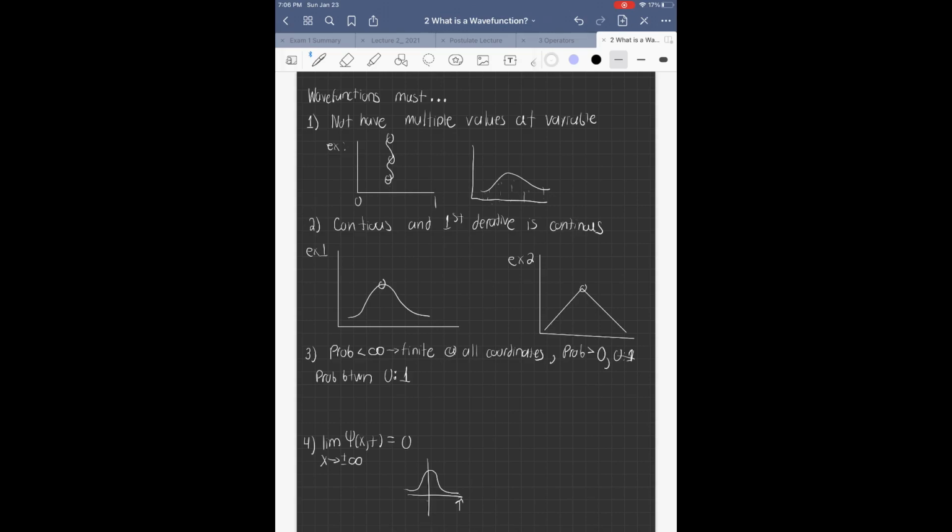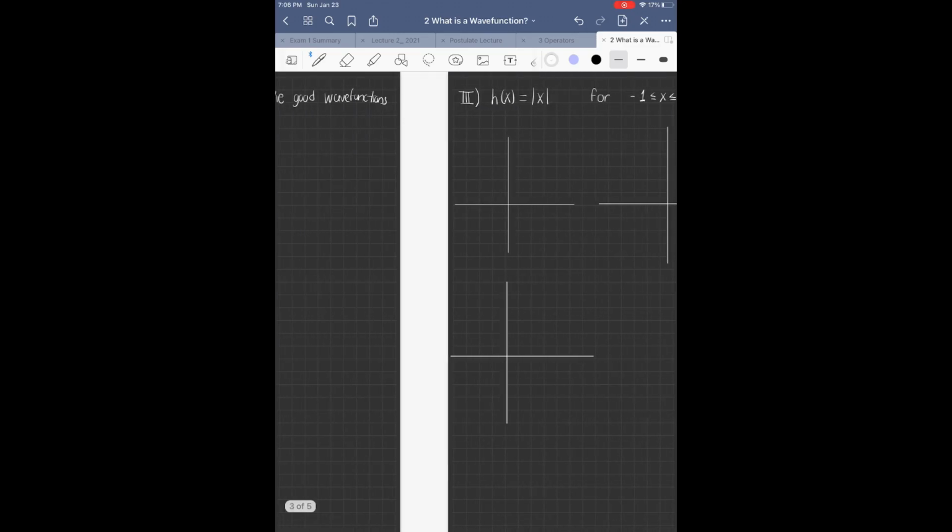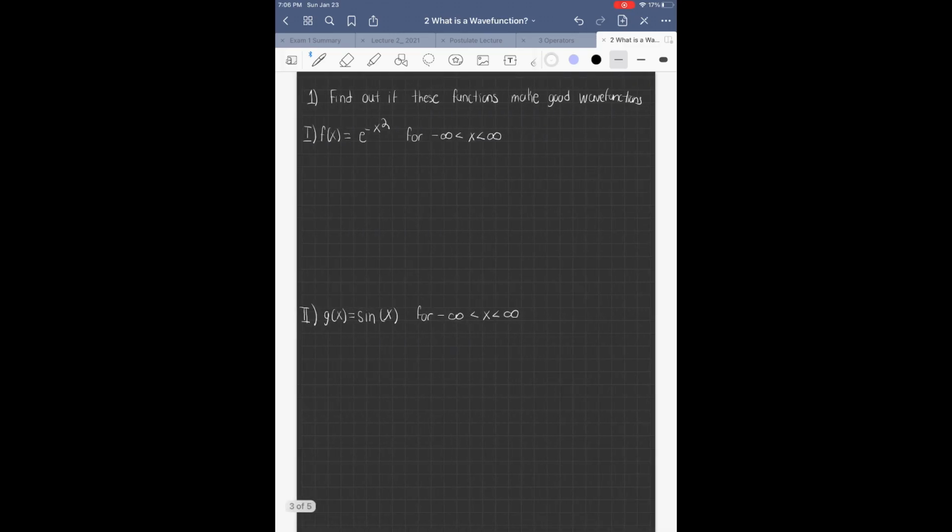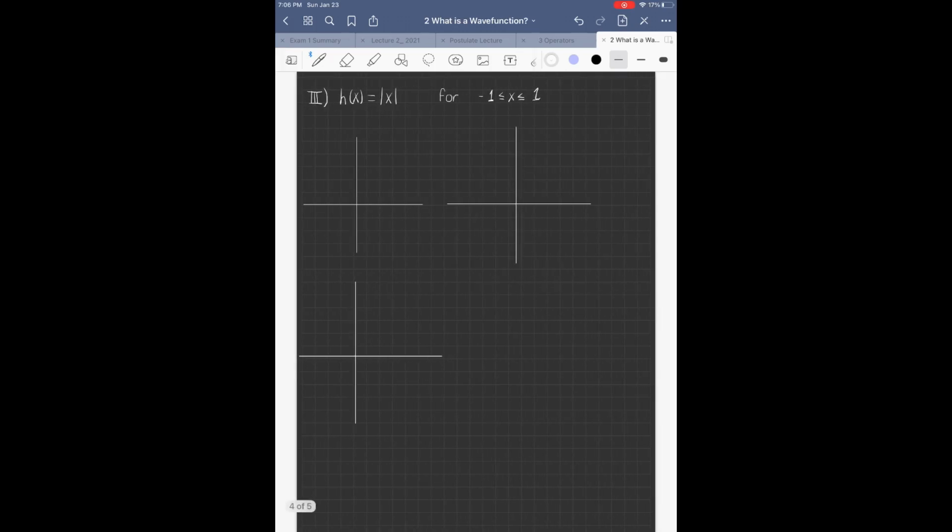Okay, now I have everything here. Let's see what else I could talk about. I'll talk about normalization in another video. Not that you need to know it right now; you've got some general idea of it. So let me go over some examples. Find out which of these functions make good wave functions. I think I showed three examples, and that should be it.